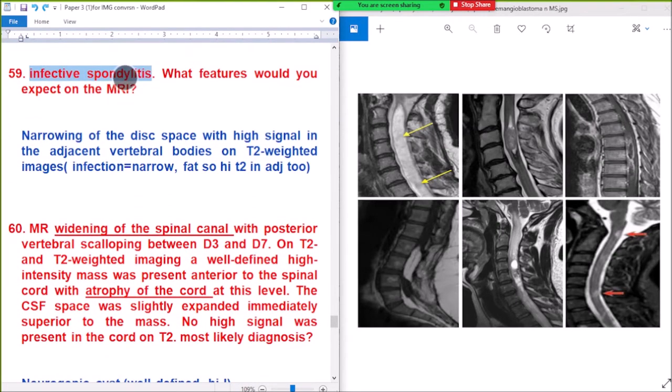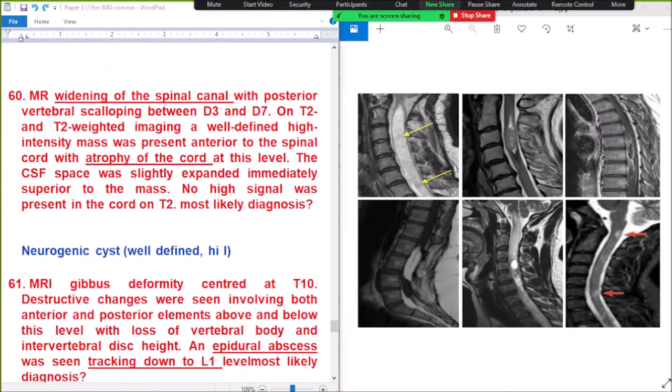Question 59. Infective spondylitis. Which feature would you expect on MRI? Narrowing of the disc space with high signal in the adjacent vertebral bodies on T2 weighted images. Infection makes the disc space narrow, and in the adjacent vertebral bodies there's high signal on T2 weighted images because of the fat and edema. So infective spondylitis has narrowing of the disc space.